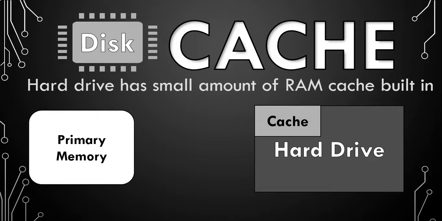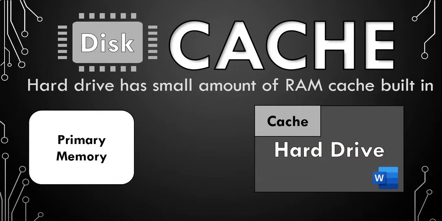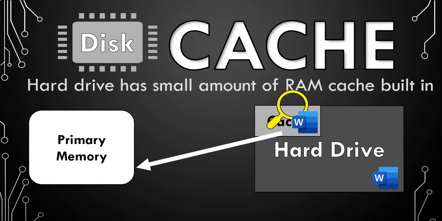With disk cache, your hard drive has a small amount of RAM cache built into it. When you are trying to open up a program like Microsoft Word, your computer looks first in the cache memory, and if it can't find it there, it looks in the hard drive. It finds it and loads it into memory or RAM. Now, when you close that program, a copy of it is placed in cache memory so that the next time you open it, it first looks in cache memory and goes, hey, we've used this program recently. We can just load it from here, which means it'll load a lot faster.